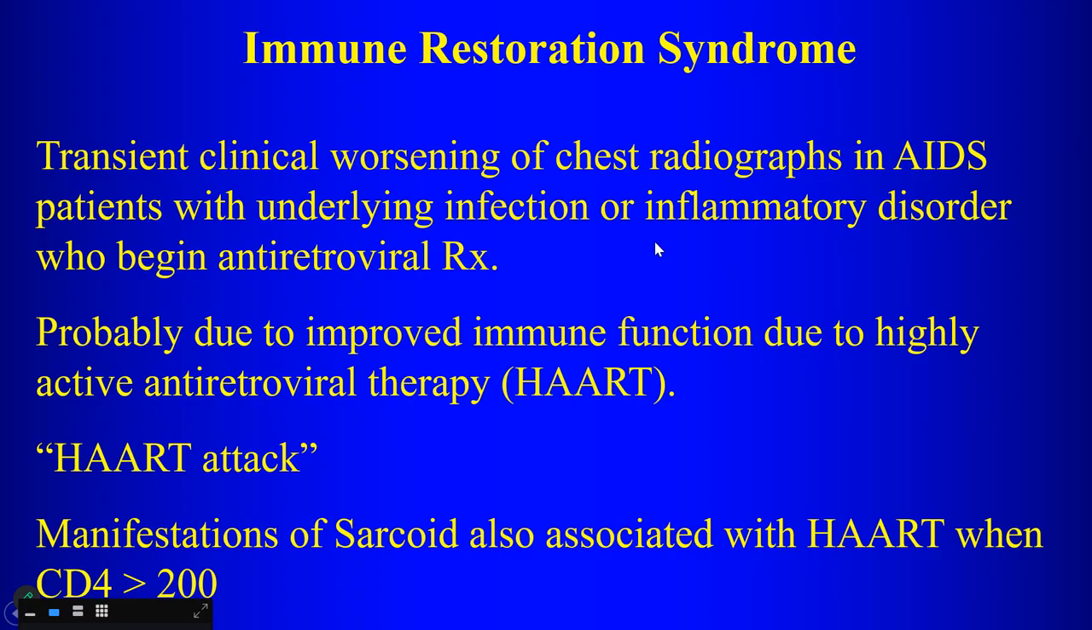So it's a transient clinical worsening that we can see on the chest radiograph in HIV patients or AIDS patients with underlying infection or inflammatory disorders. You can also see it in AIDS patients with sarcoid who are given antiretroviral therapy. So as the immune function improves, they develop the changes, the increased lymphadenopathy in these patients.